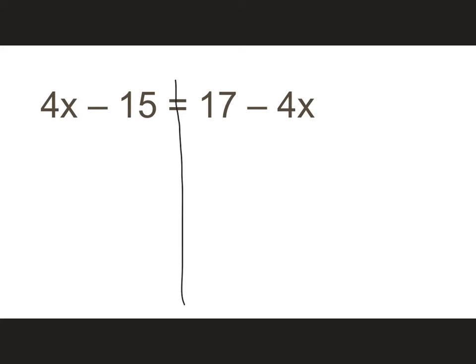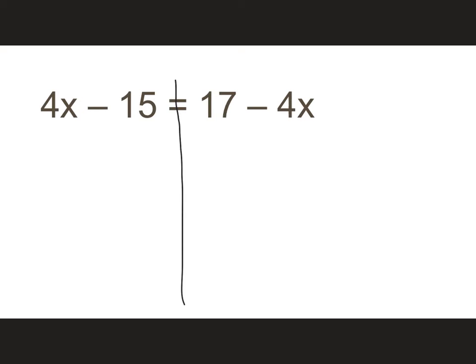Now I need to combine like terms. Well, if I look on the left side where it says 4x minus 15, I notice there are no like terms, so there's nothing to combine right now. Then it equals 17 minus 4x. Again, nothing to combine. So my next step says to do the little brother, big brother process.